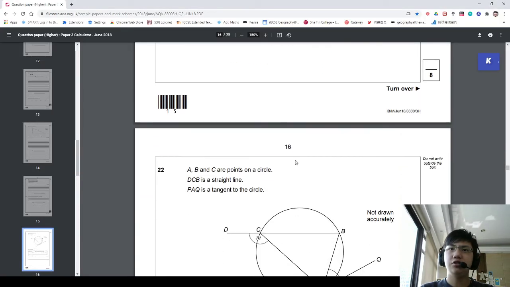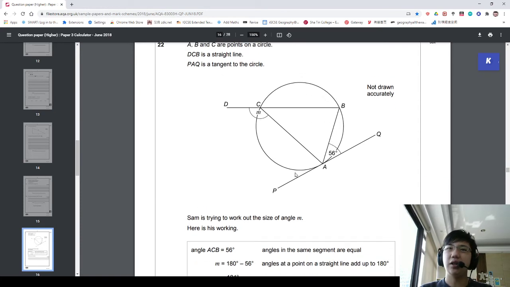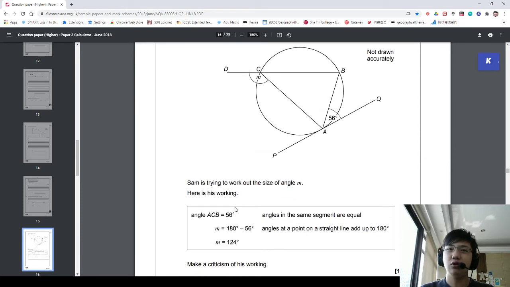Moving on to question 22. A, B, and C are points on the circle. DCB is a straight line. PAQ is a tangent to the circle. Sam is trying to work out the size of angle M. Here's his working. Angle ACB equals 56 degrees. Angles in the same segment are equal. M equals 180 degrees minus 56 degrees. Angles at a point on a straight line add up to 180. Therefore, M equals 124 degrees.